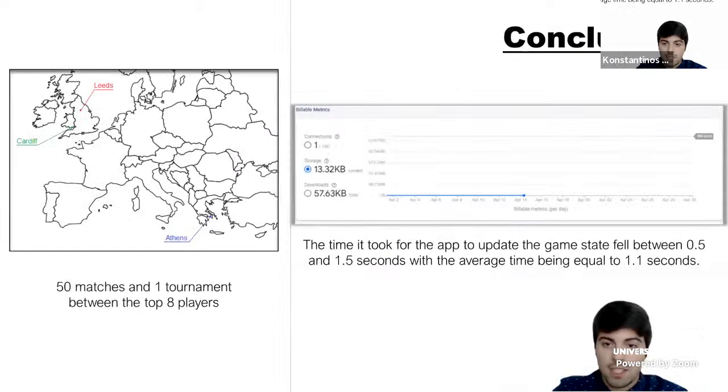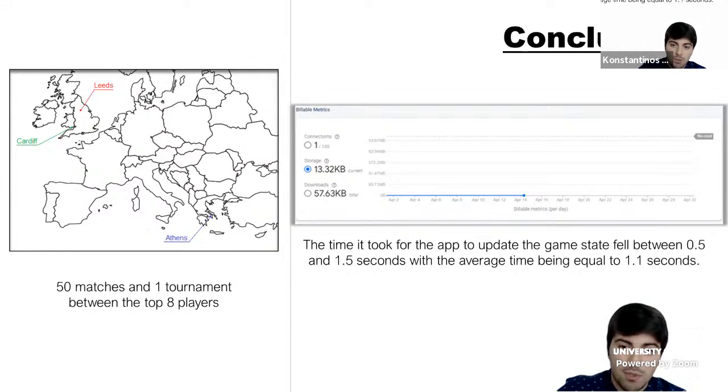So to test the architecture, a mobile online game of chess was created, and 50 matches were carried out initially. Then a tournament was conducted. During this session, 8 individuals from different real-world locations took part. 3 of them were in Leeds, 1 in Cardiff, and the other 4 in Athens. This method of evaluation was chosen because it resembled the potential real-life use of the app.